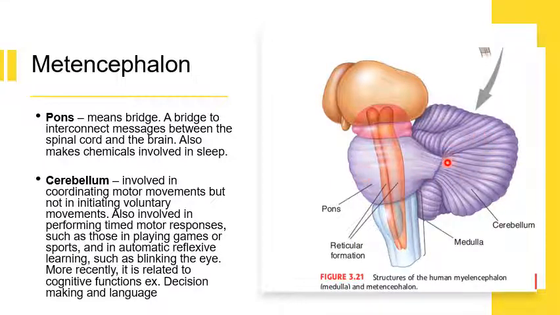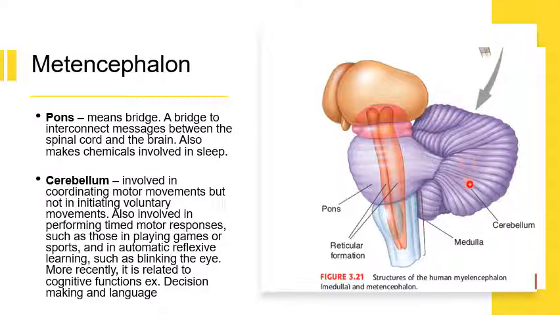The cerebellum, this one, is involved in coordinating motor movements, so our balance and coordination, but not in initiating voluntary movements, because the initiation of voluntary movements is located in the motor cortex, in the frontal lobe, which we will discuss later. For the cerebellum, this is more on balance and coordination. It's also involved in performing timed motor responses, such as those in playing games or sports, and in automatic reflexive learning, such as blinking the eye.